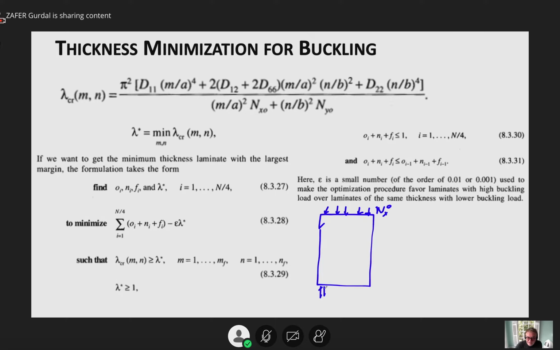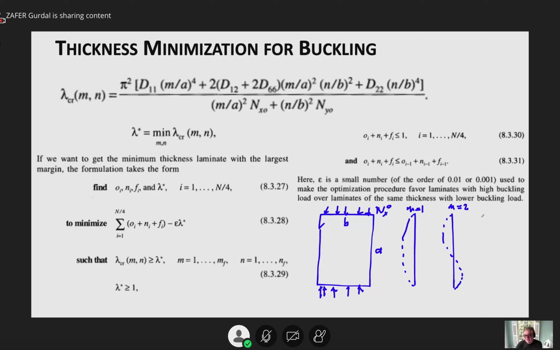And this is NX as well, uniform. The plate has an aspect ratio of A over B. As this aspect ratio changes, if I look at the side view of this panel, if M is equal to 1, it's going to buckle into a single half wave along the length. If M is equal to 2, if I look at the side view, I'm going to see two half waves along the length.